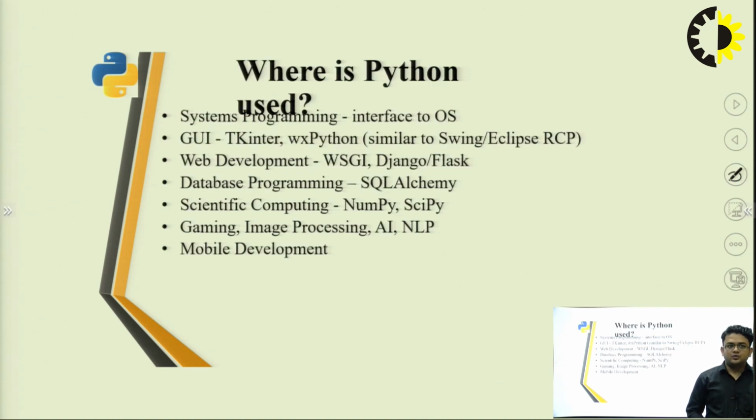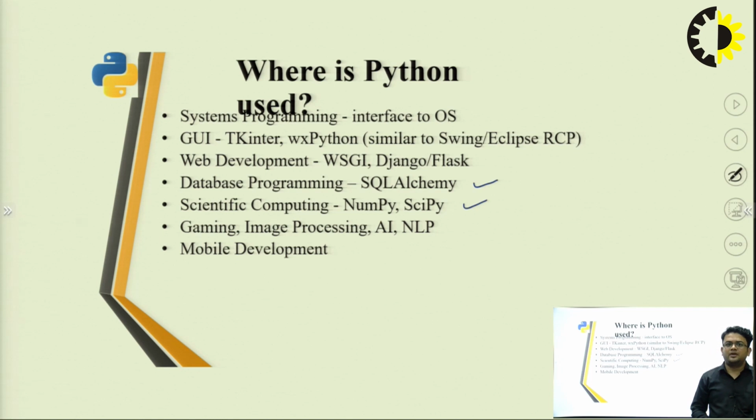Now, where is Python used nowadays? We can say that Python is used almost everywhere. If we are talking about system programming, in terms of the interface of the operating system, we may use Python. In terms of GUI, we have wxPython, similar to Swing or Eclipse in Java. In terms of web development, we have Django and Flask for Python, and in terms of database programming, we may use SQL.